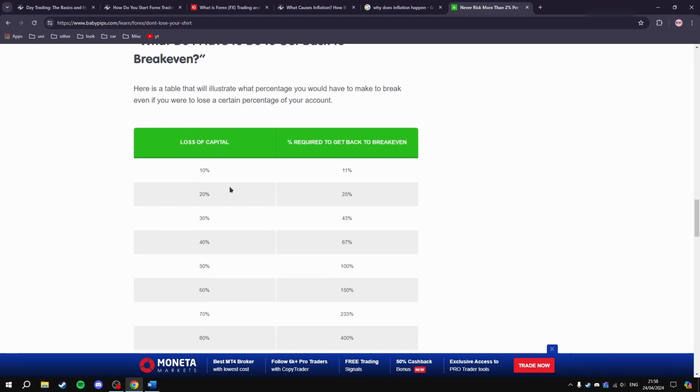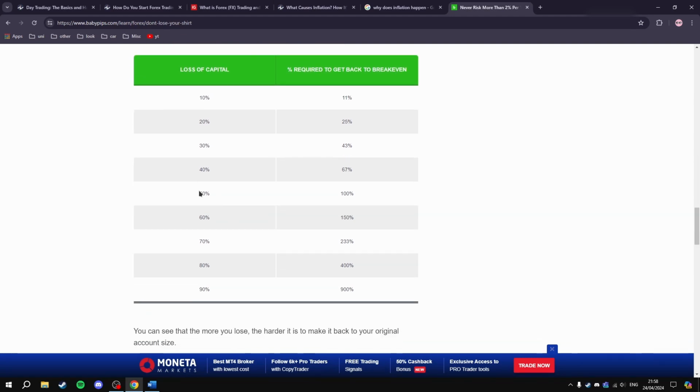So if you lost 10% of your total account, the percentage required to get back to break even is 11%. Then 20%, 25%, 30, 43, 40, 47, 67. So already you can see the percentage required to get back to break even is increasing really, really fast. That's only 1% in the beginning, 5%, 13%. That's more than double already. This is 27%, so double of that.